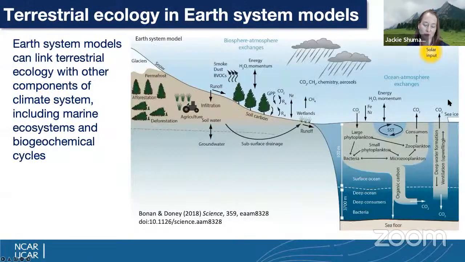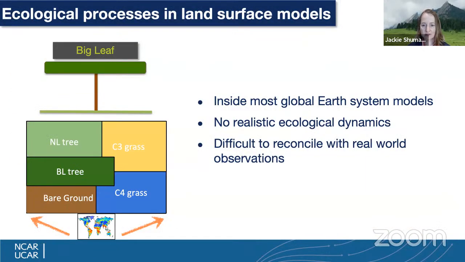And so you heard a lot yesterday about what terrestrial ecology is in Earth system models. And Dave probably mentioned this, but the way that land is implemented, the way that vegetation heterogeneity is implemented, ignores complex vegetation structure. And so we're missing a lot of detail. Within most Earth system models, you have a big leaf, and so a pool of carbon, and then those pools are separated by a given area. But these pools don't have realistic ecological dynamics, and it's difficult to reconcile changes in these pools with real world observations.